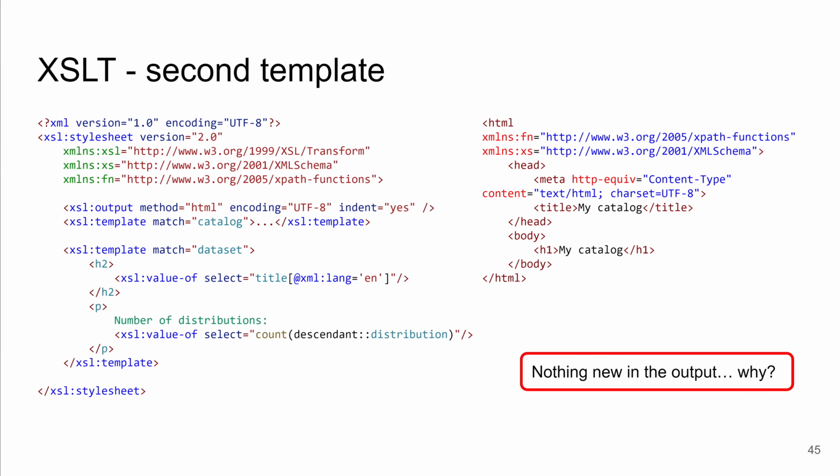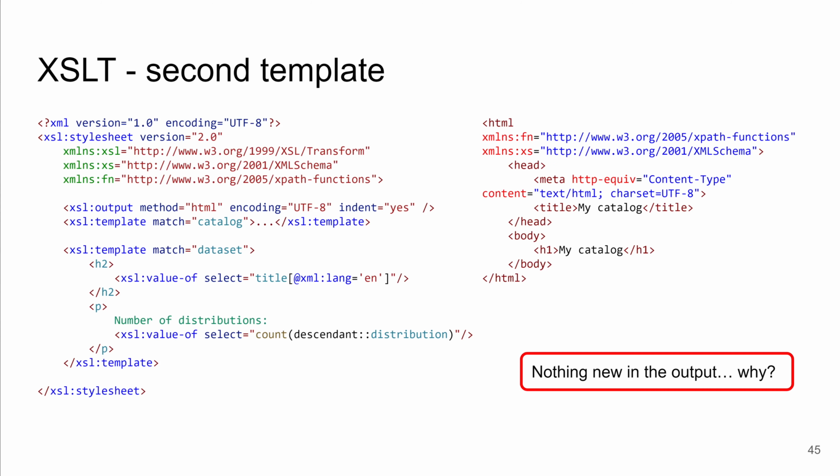And again, for the data sets, we'll want to output the title of the data set, this time as a level 2 heading. And then we'll want to see the number of distributions of the data set. So we'll use the XPath expression for that. We are currently in the dataset node, so we'll count the descendants filtered to the distribution elements. So all descendant distributions get counted and outputted as a result of the XSL value of element.